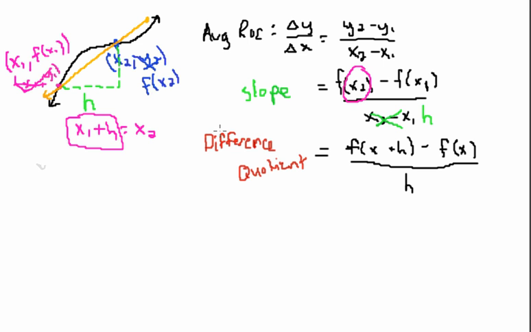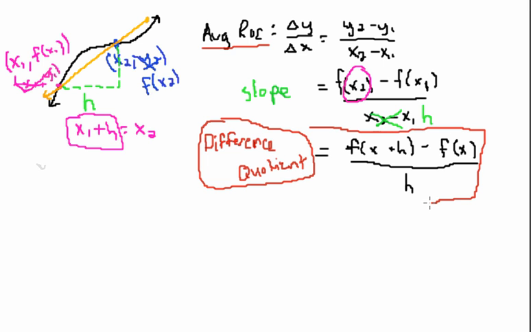So when you see difference quotient or average rate of change, you should be thinking slope all the time. And so the difference quotient is this expression right here. And what this is giving you is the slope of this secant line that passes through these 2 points. So let's look at an application here.